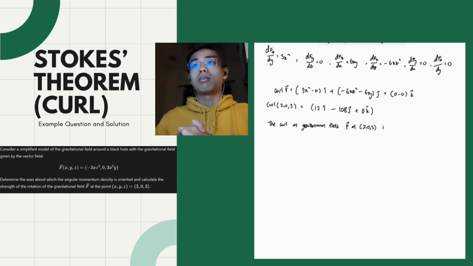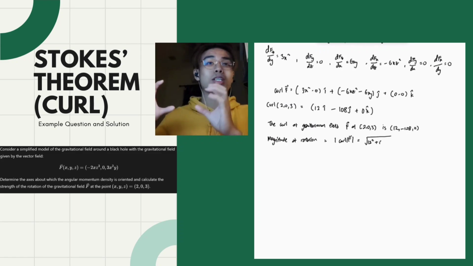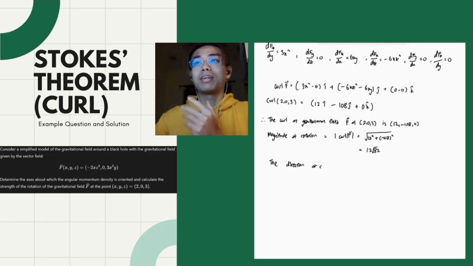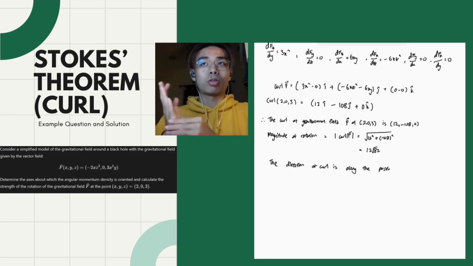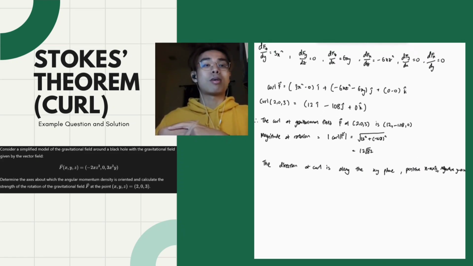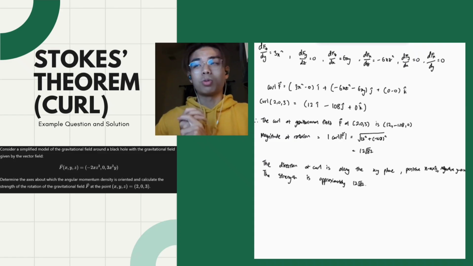and 0. Right, so the magnitude of rotation of the curl is the square, plus square, plus square, square root, and then you get the magnitude, right? So we get 12 square root 82, and the direction of curl is along the xy plane because z is 0 and the positive x and negative y, and the strength is 12 square root 82.